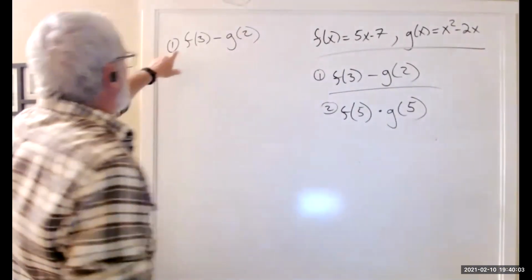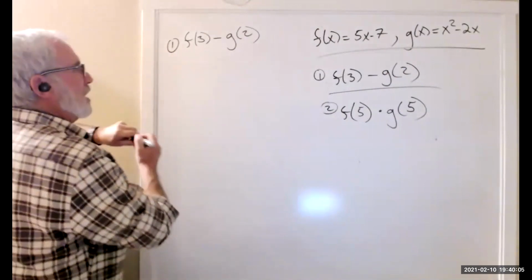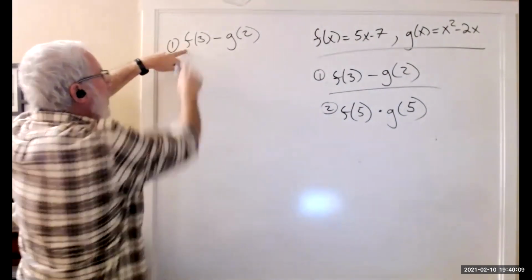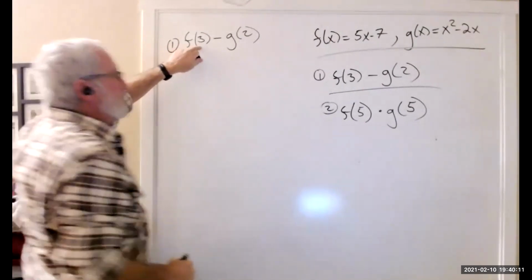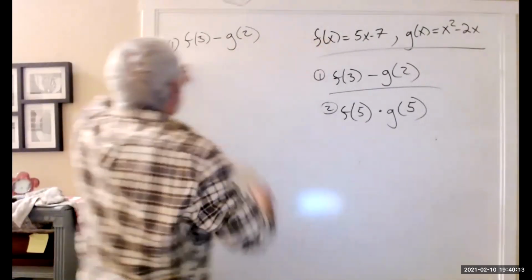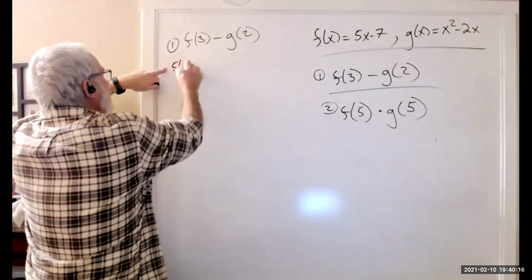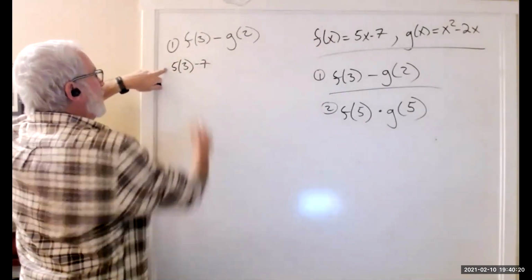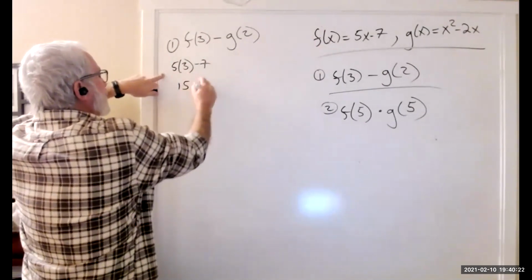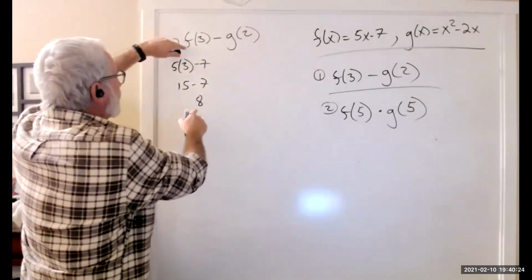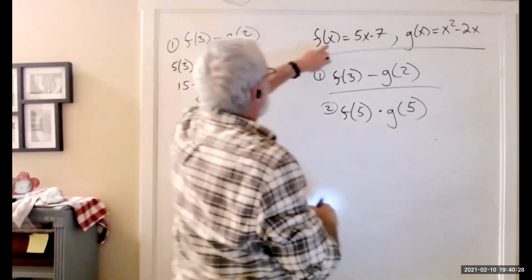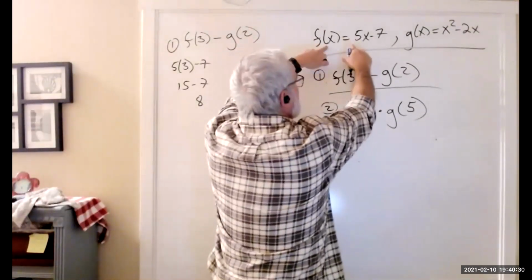All right, so number 1, f of 3. That says literally look at the f function and plug 3 in place of x. So this becomes 5 times 3 minus 7. Okay, that's 15 minus 7, that's 8. So f of 3 is 8. Where'd you get 5 times 3? Because in the f function, it's 5 times x.